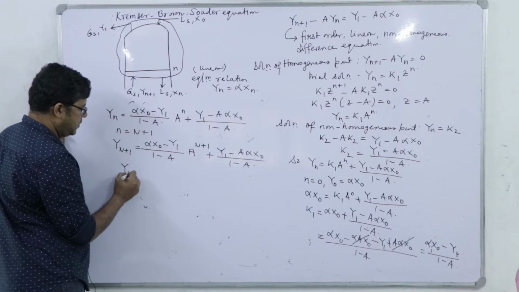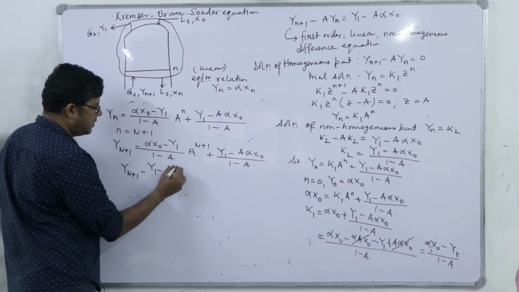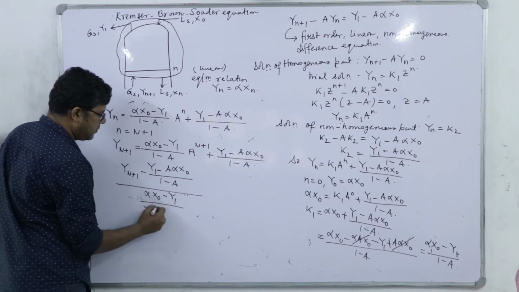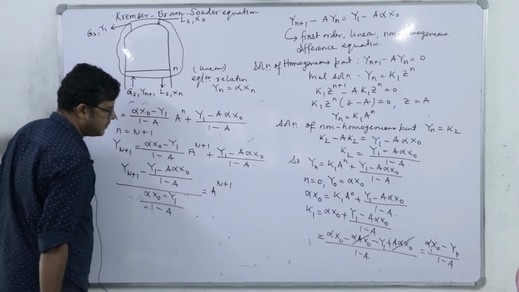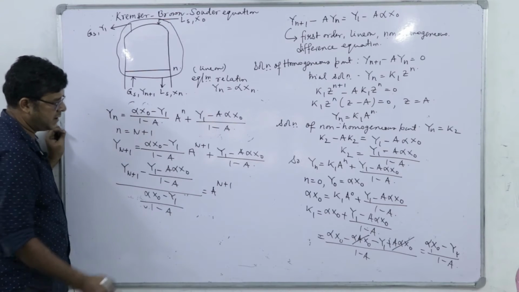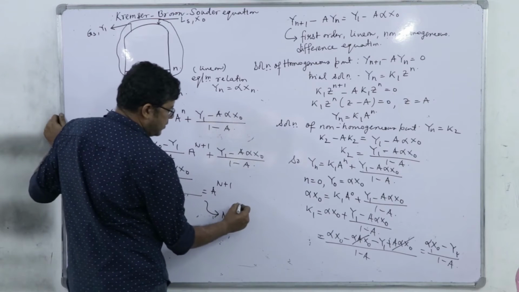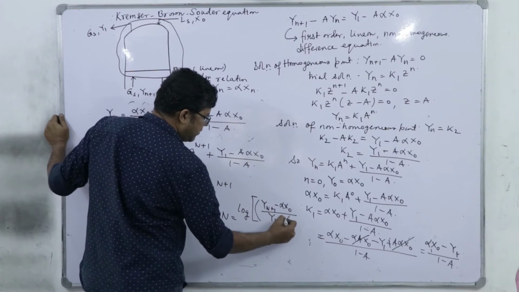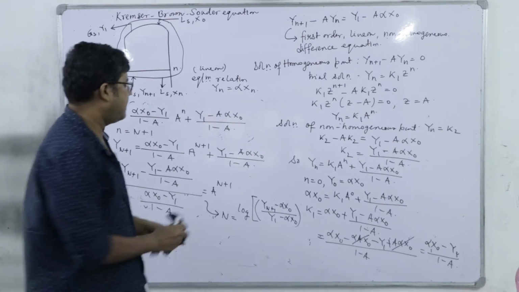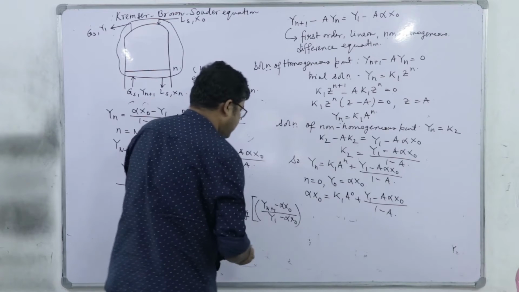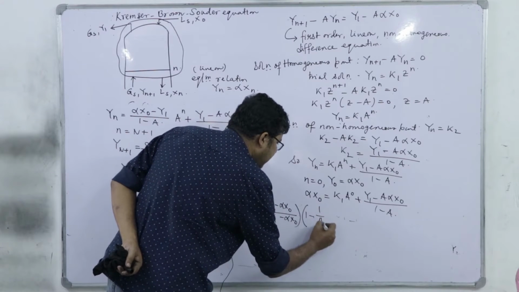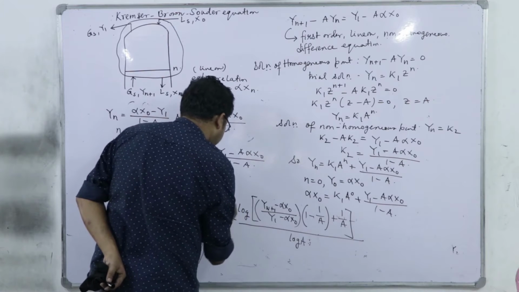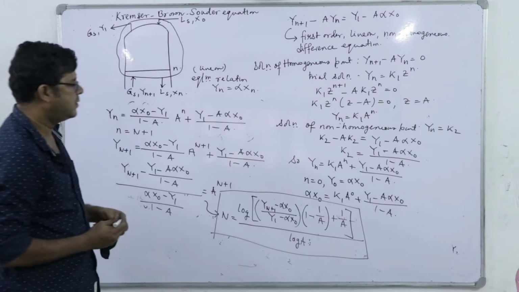So, we rearrange: (y n plus 1 minus alpha x0, divided by 1 minus a) divided by (alpha x0 minus y1, divided by 1 minus a) is equal to a to the power n plus 1. So, we will have to take the log in order to get n, and an algebraic simplification will give you n equal to log of (y n plus 1 minus alpha x0) divided by (y1 minus alpha x0) into (1 minus 1 by a) plus 1 by a, divided by log of a. So, that is the final expression of Kremser-Brown's order equation, right.